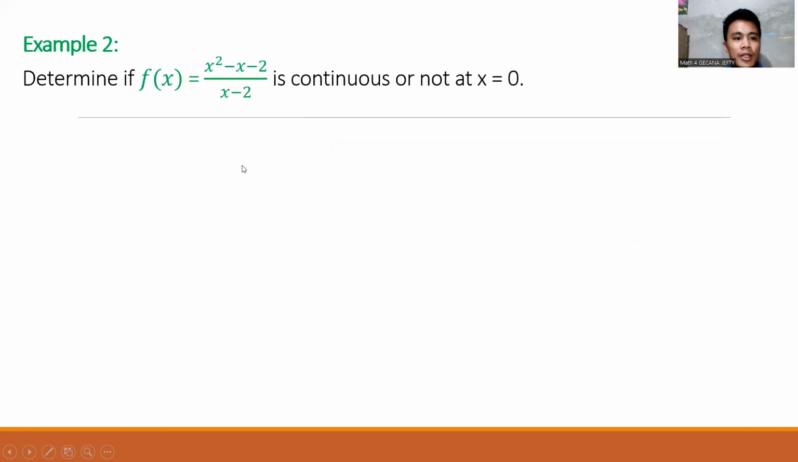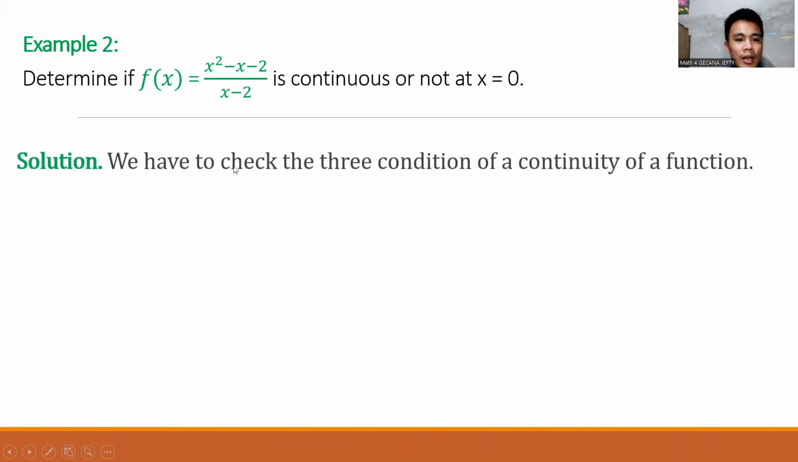Now, let's proceed to example 2. Let's determine if our f of x equals x squared minus x minus 2 over x minus 2 is continuous or not at x equals 0. We will apply the three conditions of continuity of a function. First, we will determine if f of c exists.